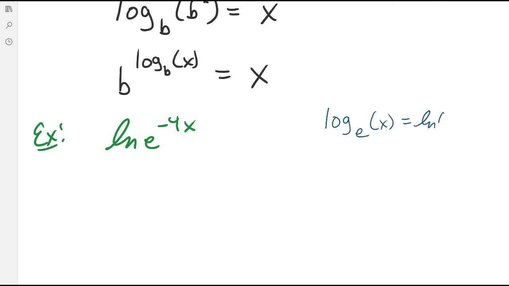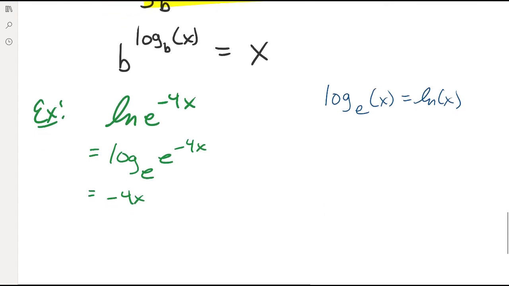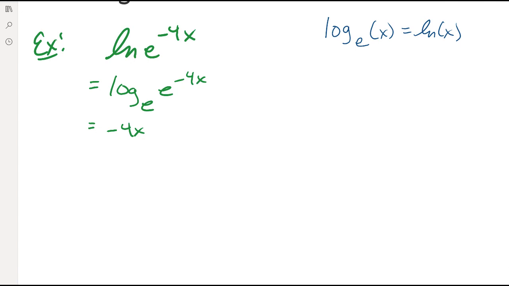Remember, that was one of the special logs we covered in a previous lecture. So natural log of e to the negative 4x is really just another way of saying log base e of e to the negative 4x. And we know from our property above, namely this one I'm highlighting now, that this equals just our exponent, which is negative 4x. Okay, that is a property we're going to exploit a lot in future videos.